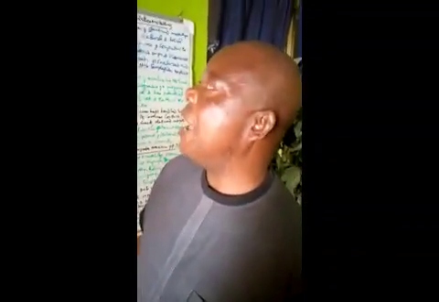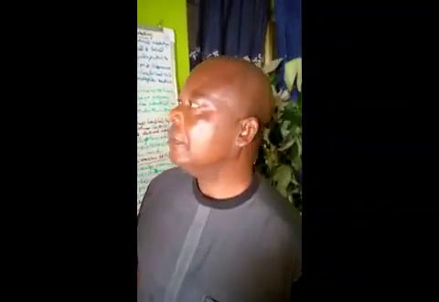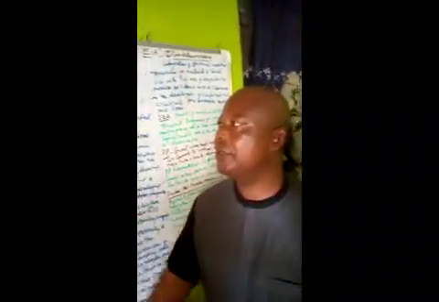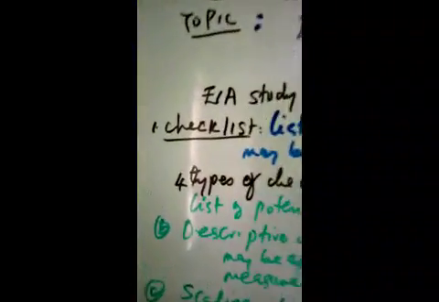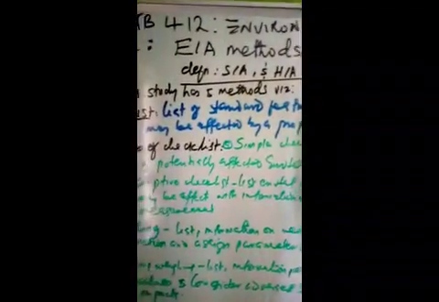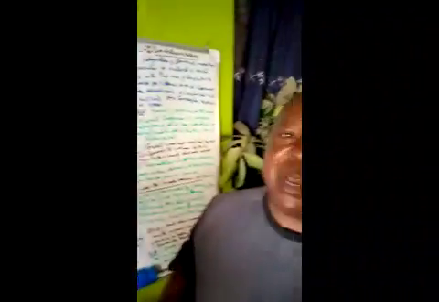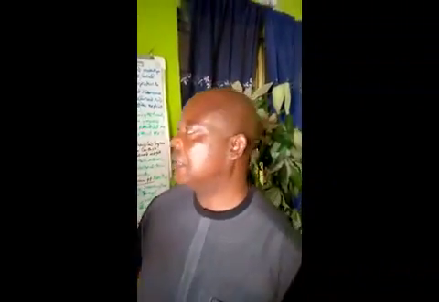There are 5 EIA methods. We'll take them one after the other. The first one is the checklist method. Checklist method. This is the listing of standard features that may affect a proposed project. Just the listing of the features that may affect a proposed project.